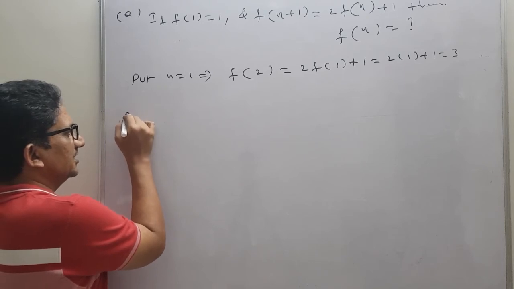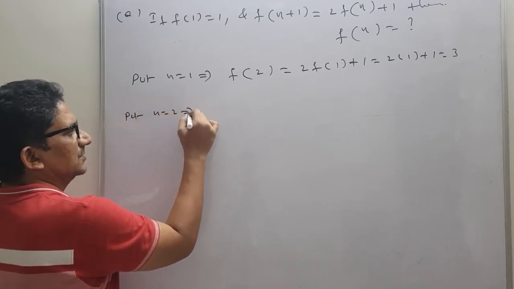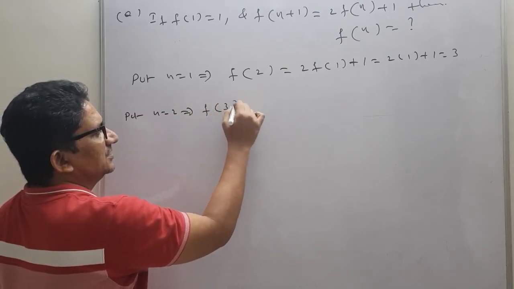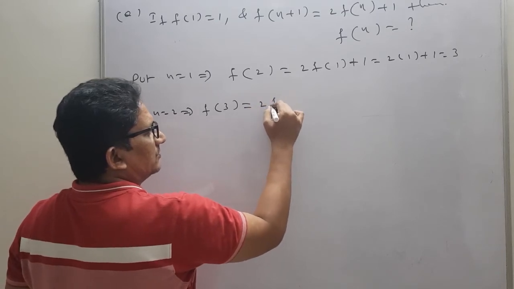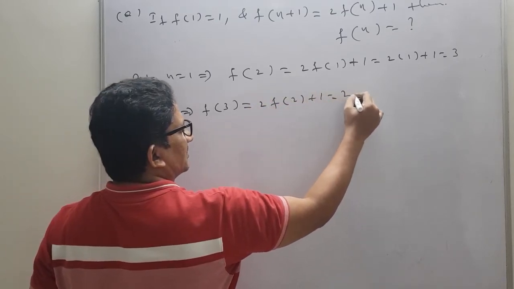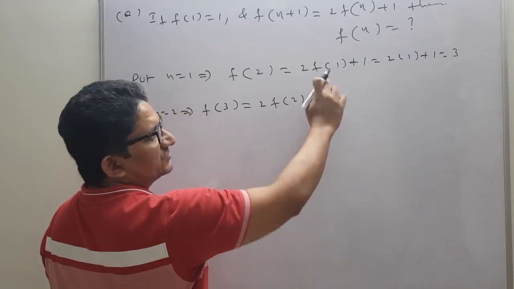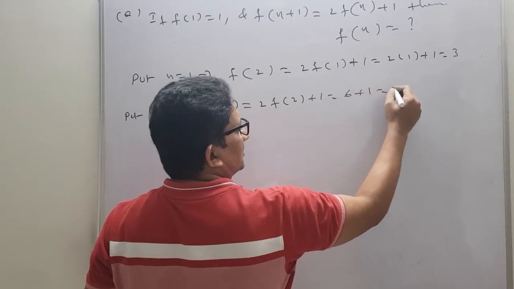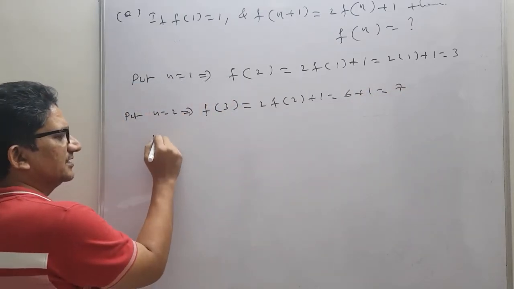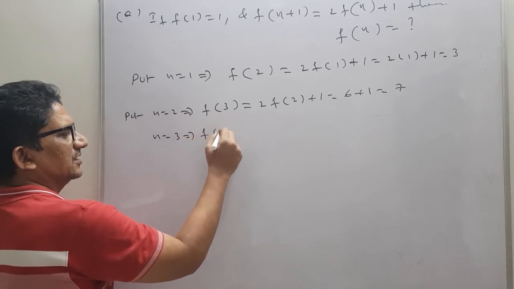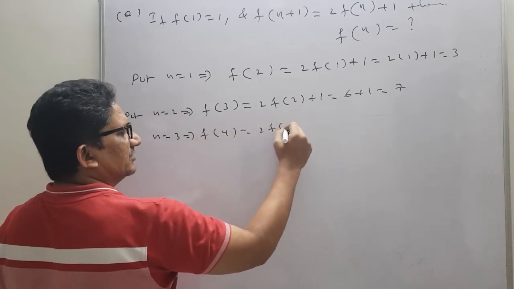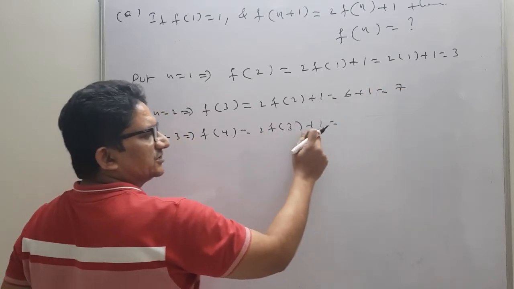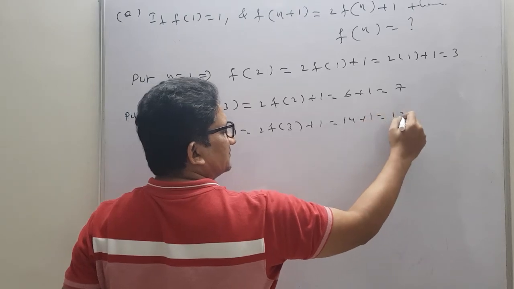Next, put n equals 2. Then f of 3 equals 2 times f of 2 plus 1. F of 2 we already got as 3, so 2 times 3 is 6, plus 1 is 7. Next we take one more, n equals 3: f of 4 is 2 into f of 3 plus 1. F of 3 is 7, so 2 into 7 is 14, 14 plus 1 is 15.